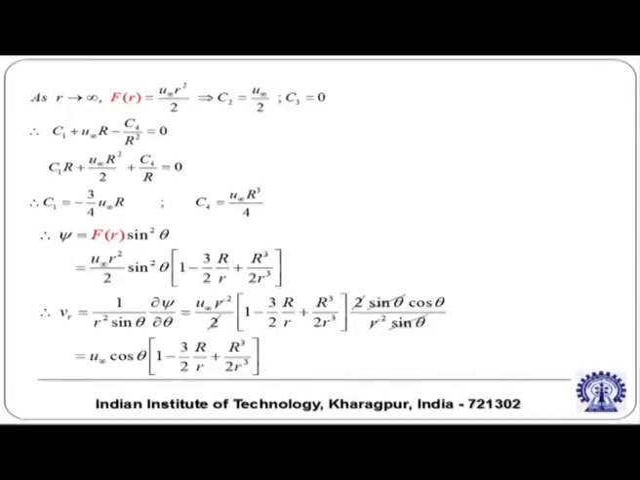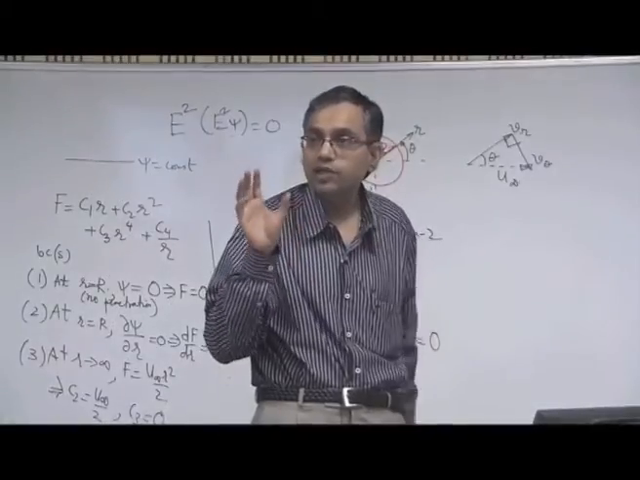So, from the condition at r tends to infinity you are straight away getting 2 constants. The remaining 2 constants you can calculate from the no slip and the no penetration boundary condition, that will give you C1 is equal to minus 3 by 4 u infinity r and C4 is equal to u infinity r cube by 4. So, you get psi equal to F of r into sin square theta. Once you get psi you get everything, because the velocity field is expressed in terms of psi. Now, you can also calculate the pressure field.